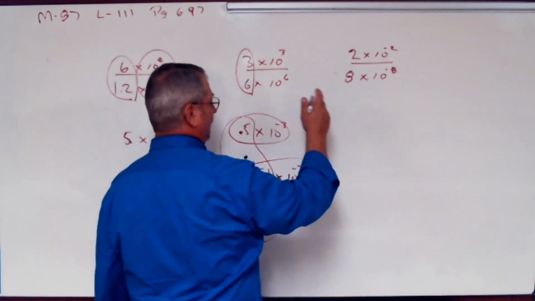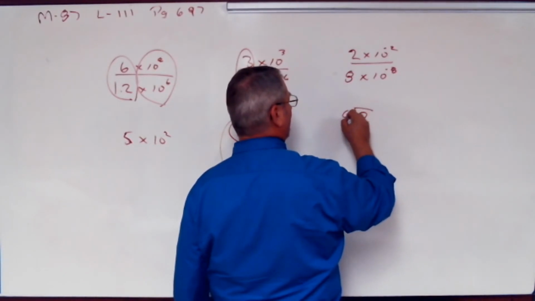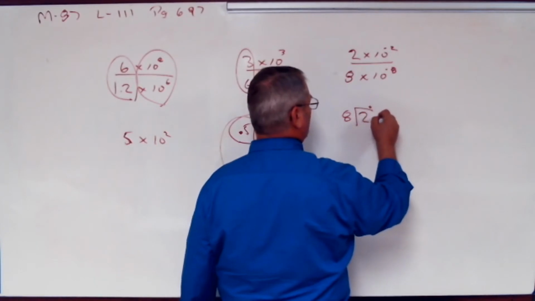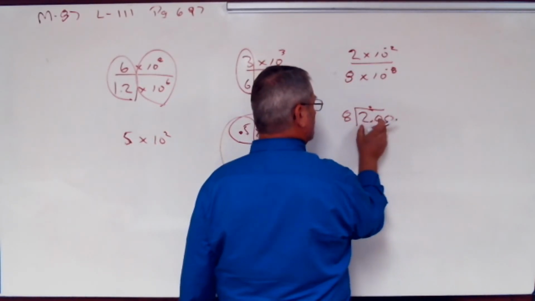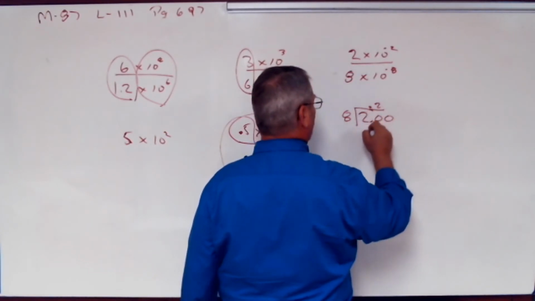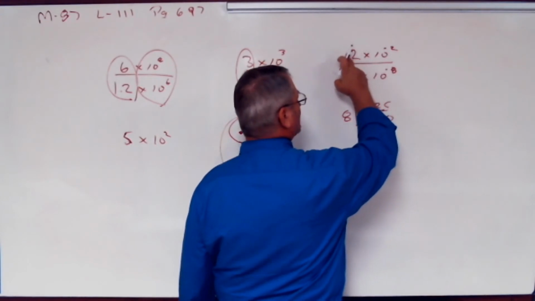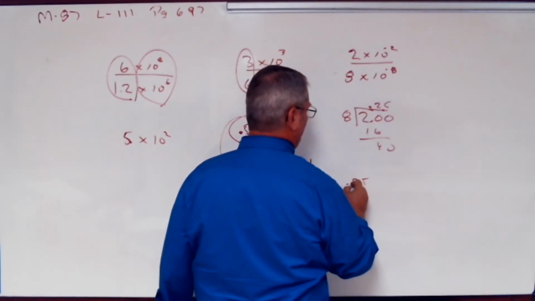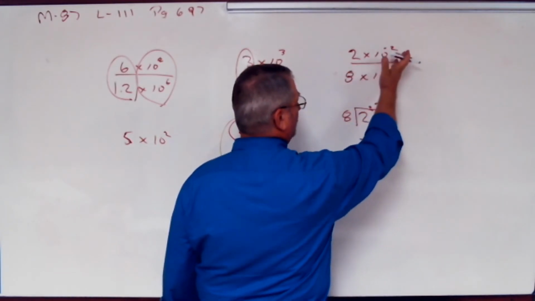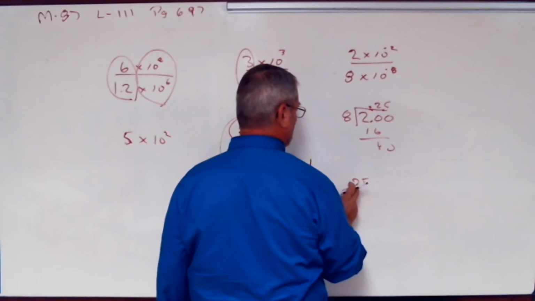Okay? Same thing right here. 2 divided by 8. Okay? Decimal, 0. Excuse me. 8 goes into 20, 2 times, 16, 4, 5. So this right here is 0.25. Now, I'm going to do this. Before I even mess with this, I'm going to put this in scientific notation. It's not in scientific notation yet.